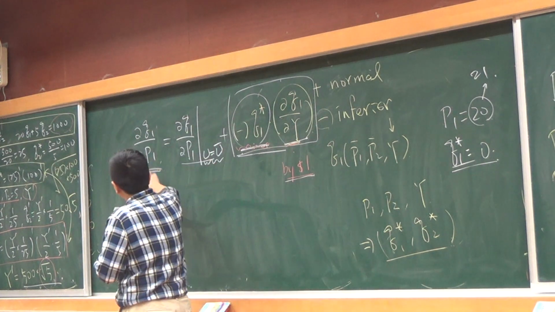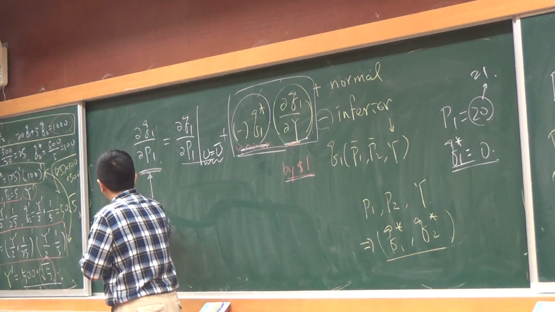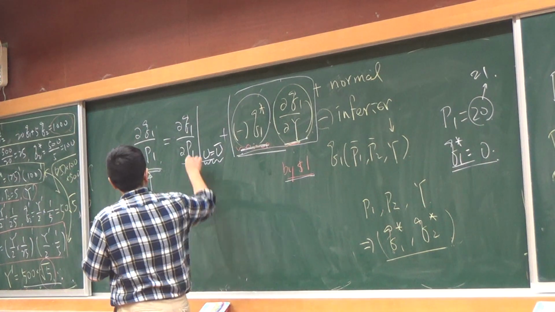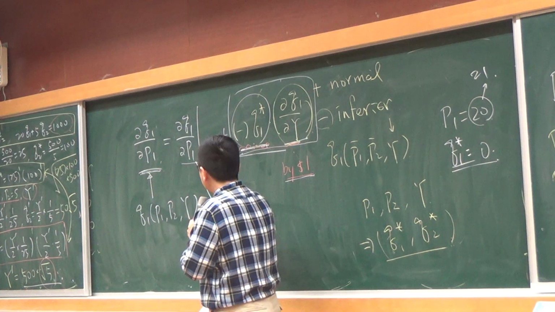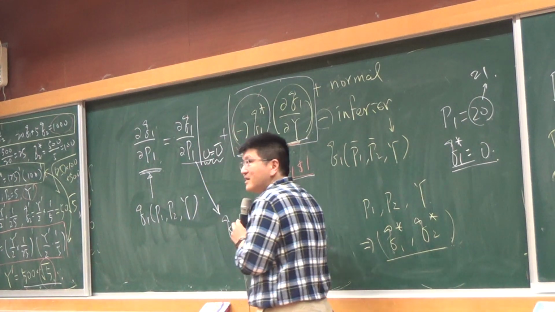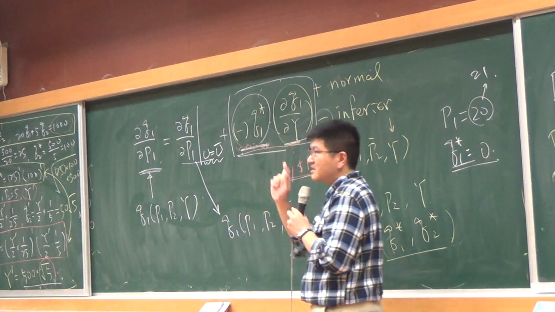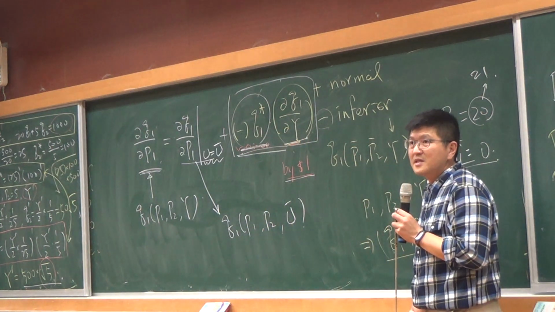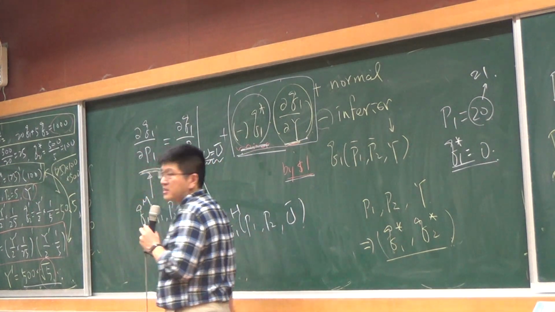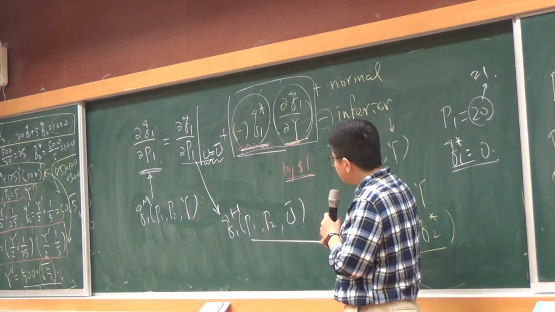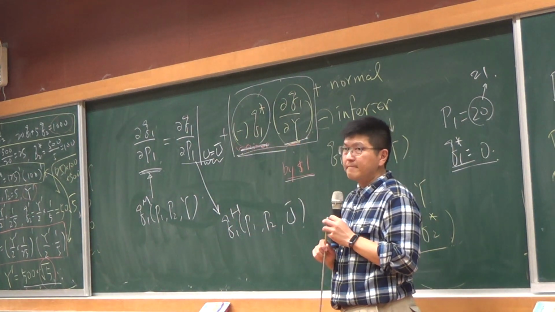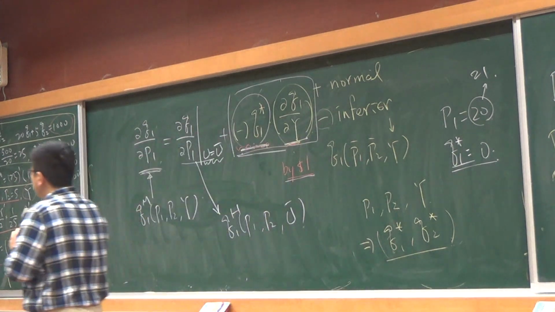So you see, the Marshallian is about P1, P2, and Y. But the Hicksian is about P1, P2, and U bar. Nice. So this is the Hicksian. This would be Marshallian. Compensated, uncompensated. Alright.